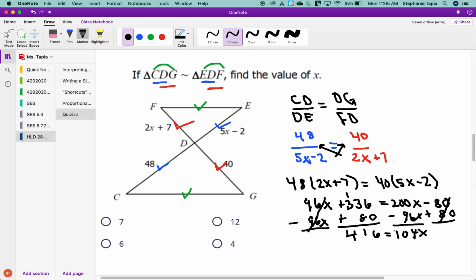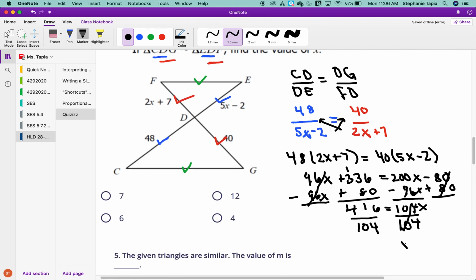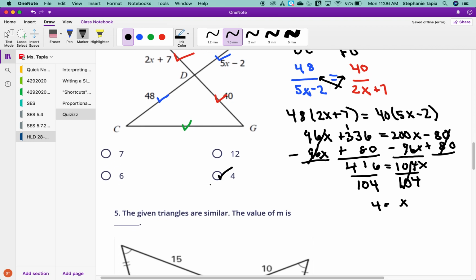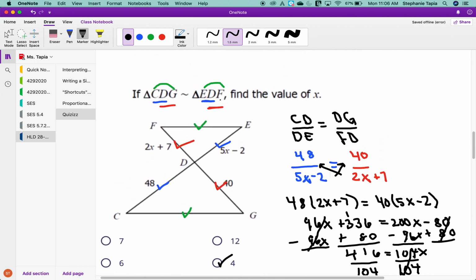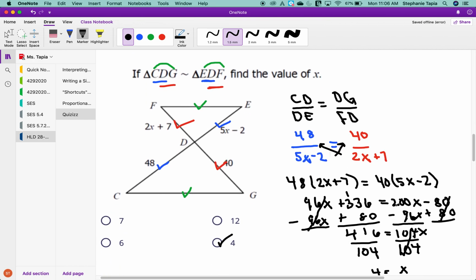So now I divide by 104 on both sides. So 104 goes bye-bye, and x is equal to 4. So first thing you have to do is use the similarity statement. And once you write this out, write your proportion, substitute, and then it's just algebra from there.